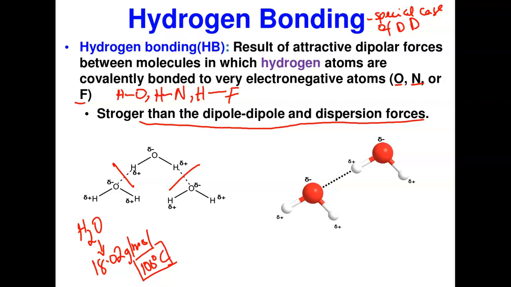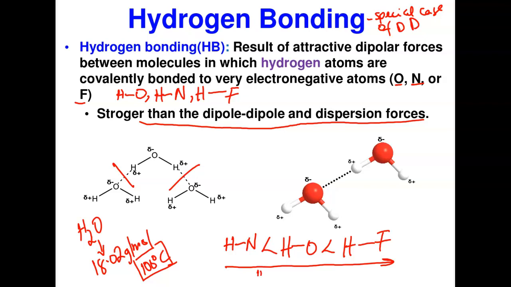So if you want to rank these three bonds, the one that is going to be highest. Now let me rank it. What it means is that nitrogen is the least electronegative. So I'm going to say HN bond will be less than the HO bond. And HO bond is going to be less than the HF bond. So this is actually increasing order of strength of this bond, increasing order.